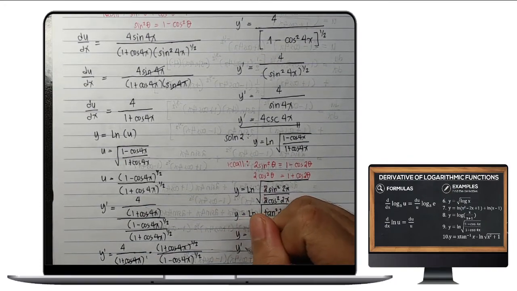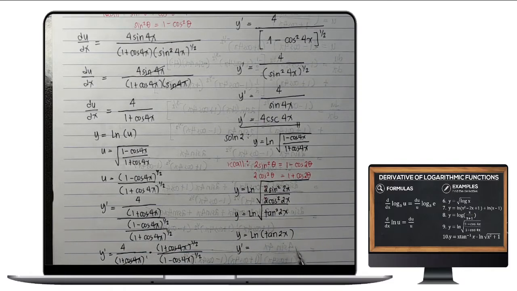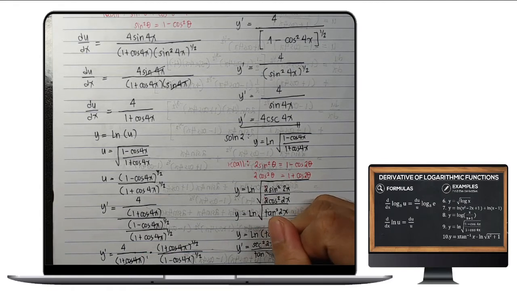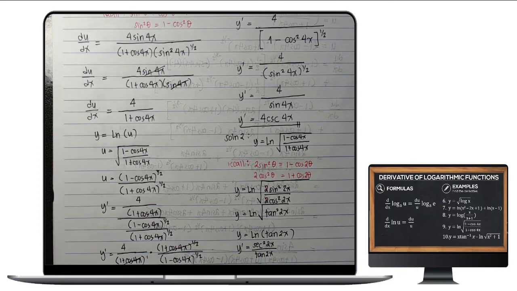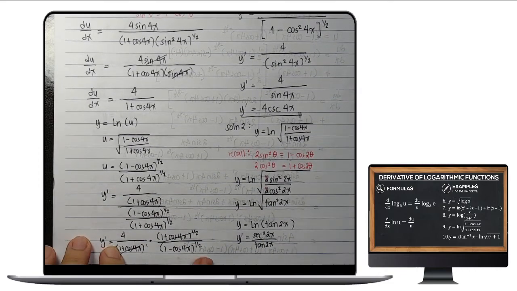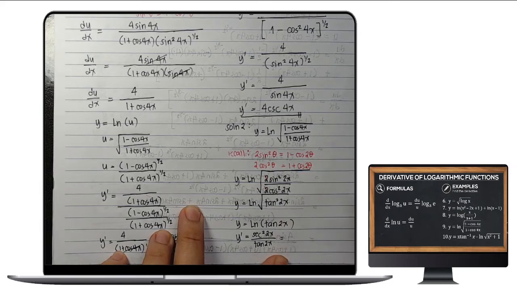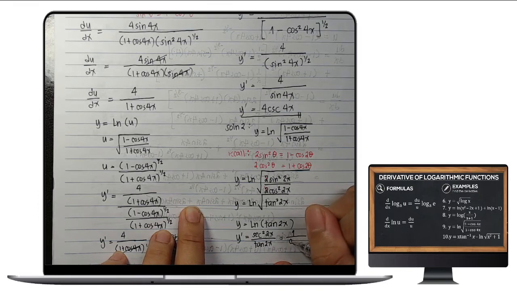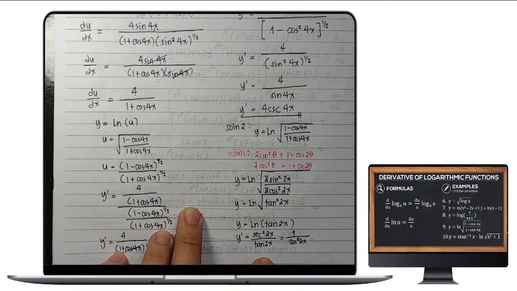So, when we get the first derivative, let's go directly. That is derivative of u over u. So, derivative of tangent is equal to secant square 2x all over u, which is tangent 2x. Then, we all know that secant square is 1 over cosine squared 2x. Then, we are going to multiply this by the reciprocal of tangent.